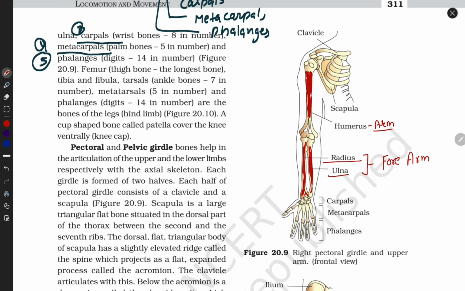And now the carpals. These are the carpal bones, 8 in number. They make our wrist. These are the metacarpals, 1, 2, 3, 4, 5. They make our palm. Now the last is the phalanges. They make our fingers. Clear, guys? I think this visualization is very clear.